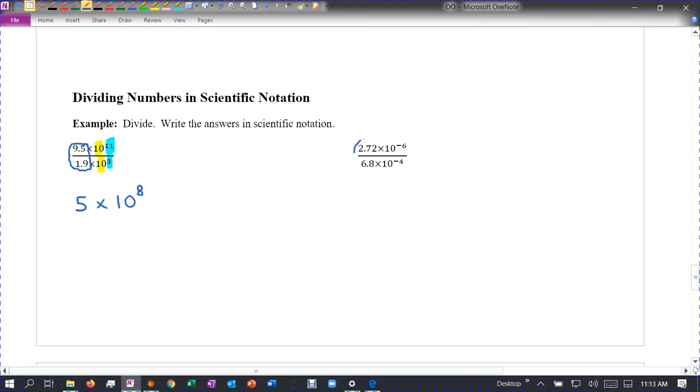This one, same thing. We're going to do division here. So 2.72 divided by 6.8. That gives me 0.4 times 10. Now this one's a little tricky because we have to take negative 6 and subtract from it this one, which is negative 4. So be real careful here. This is negative 6 plus 4. That gives you negative 2.